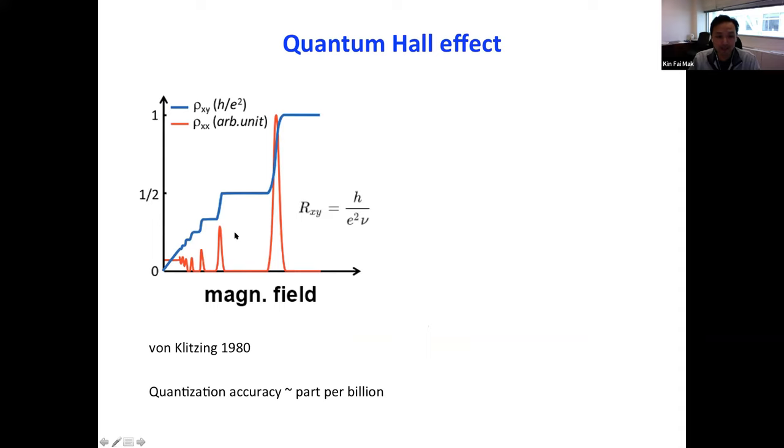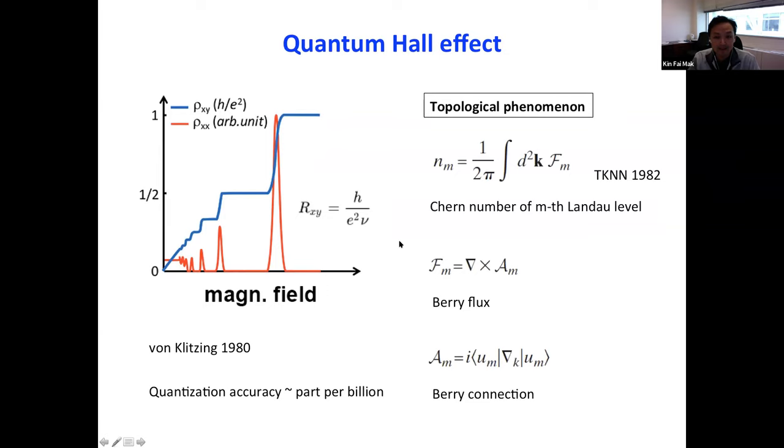So the story begins with the discovery of the quantum Hall effect in 1980 by von Klitzing. Basically, for a two-dimensional electron fluid under a very high magnetic field, you see a precisely quantized Hall resistance rho xy in units of h over e squared. The quantization is so good these days that for a very clean sample it is good to a part per billion. People even use it as a standard for defining the mass unit, the kilogram.